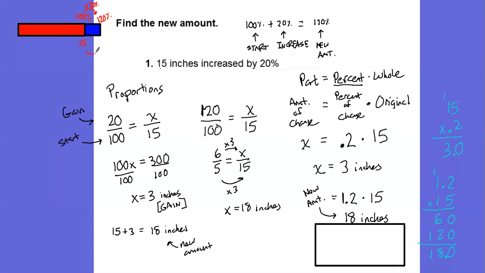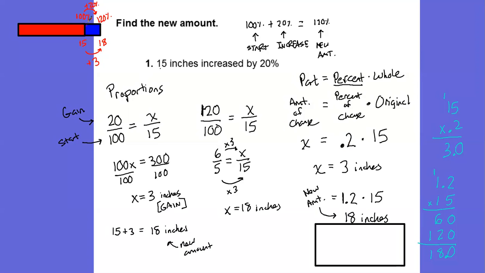Now, we already calculated it. What does that mean in terms of the 15? Well, 20% of 15 was 3. So gaining 20 for every 100 is the same thing as gaining 3 for every 15. 120% of 15 would be 18. It's exactly what 15 plus 3 is, and that was 18 inches.